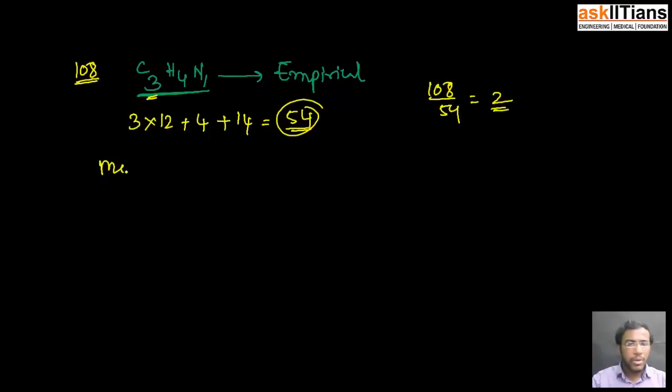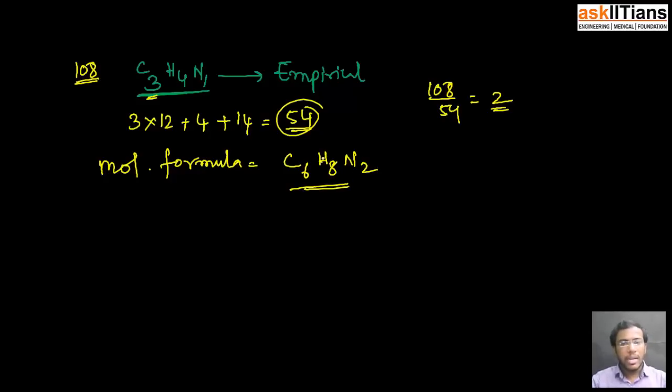So the molecular formula will be what? Molecular formula will be empirical formula into this number. So just double these values: C6H8N2. These are the actual number of carbon, hydrogen and nitrogen atoms present in the compound that has a molecular mass of 108. So first we have to find the empirical formula, and from the empirical formula you can calculate the molecular formula of the compound when you know the molecular weight of the compound. So this is how you can solve this question.